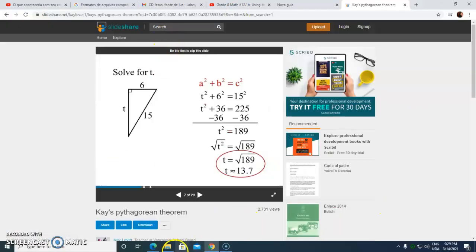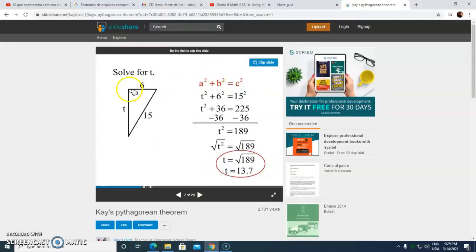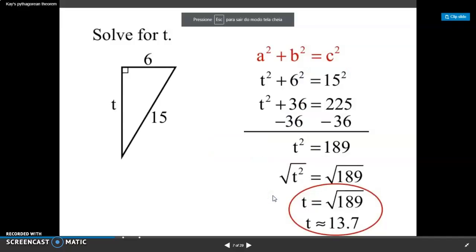Let me show you something. In the homework, I give you a right triangle that has a leg of 9 inches and a hypotenuse of 15 inches. When I don't draw the right triangle, in questions 1 and 2, you need to draw the right triangles for each of these examples, like in the slides. You need to draw a right triangle to be able to see what the missing parts are and to calculate the values. So this is the class for today.